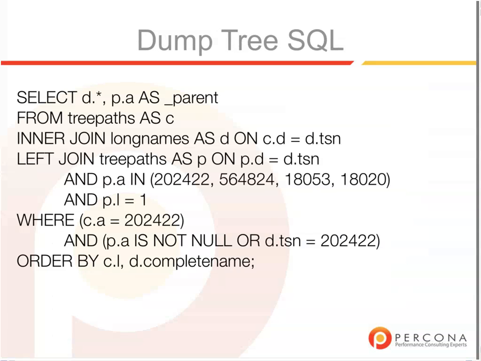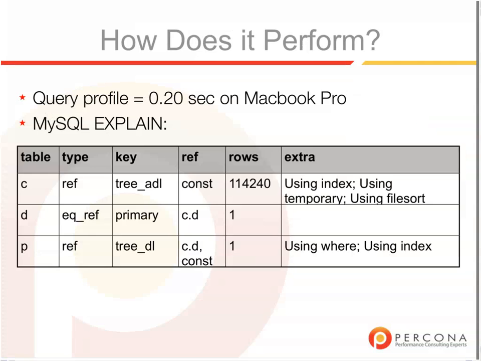Here's what the dump tree SQL looks like. And I have this other term in there, so I'm going to be expanding each level of the specific nodes as I drill down into the tree. How does this perform? Well, this took 0.2 of a second to show that tree, and that's just running on my MacBook Pro. Presumably, you would be running this on a real server, and it would be running a lot faster. But again, it's making use of indexes as well.